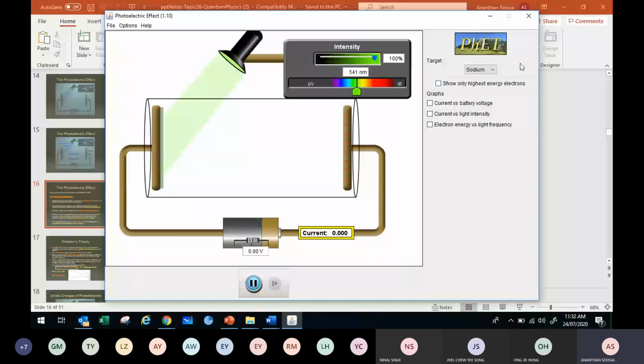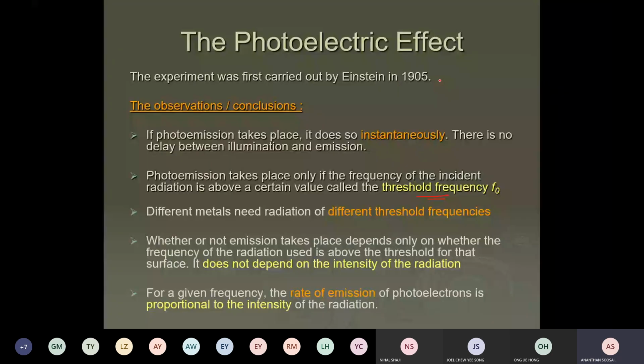Okay. So why is this against the wave theory? Second one: photo emission occurs only when the radiation is above the threshold frequency. Why is this against the wave theory? You see, at a metal plate, you give a red light, and the electron is bonded with, let's say, 10 millijoule.